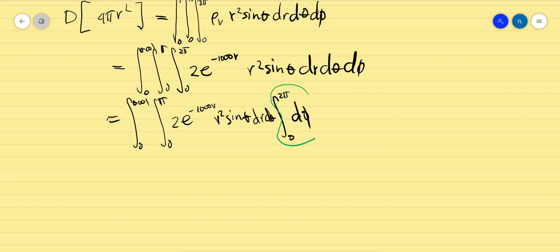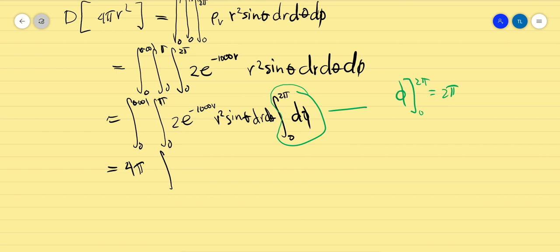Then what is the integral of d phi? This whole thing will be equal to phi. Integral of d phi is phi from 0 to 2 pi. So this is upper limit minus lower limit, 2 pi minus 0, which is just equal to 2 pi. And if we multiply it by 2, it will be equal to 4 pi. So we can just remove that one, put it at the first part.